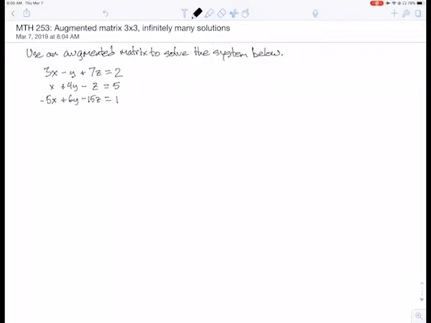In this video, I'm going to use an augmented matrix to solve the system below. What makes this different is that there will be infinitely many solutions. That is not at all obvious looking at this system. It's something that will emerge as we start our work.